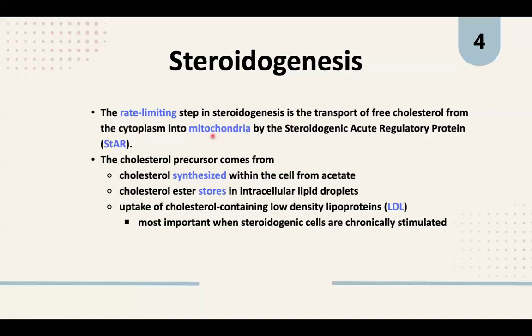Now, the precursor for the cholesterol that we're using to make the steroid hormones could come from many sources. Some of these, we already know, so we can synthesize it in the cell. We can actually make it there. We can take it from the stores that we have in lipid droplets in these cells. And we can take it from LDL that we take up. This last point, LDL uptake, to get cholesterol for steroid hormone synthesis, is very important in steroidogenic cells, which are chronically stimulated. So if you have a steroidogenic cell that's always stimulated to make steroid hormones, it will mainly rely on the LDL uptake to get the cholesterol.